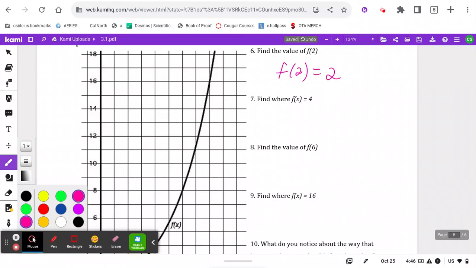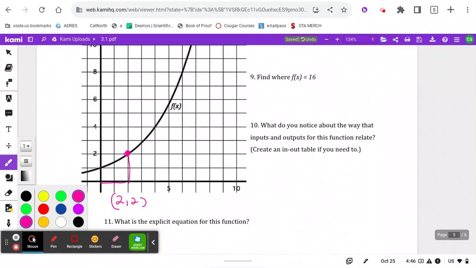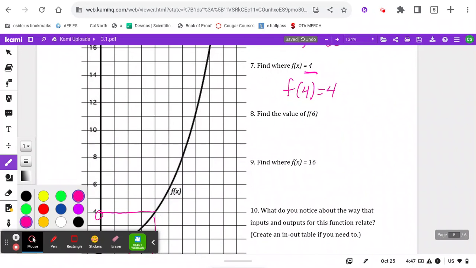Where is f of x equal to 4? When it gives me the output this time, I go up to the y-axis and look out across from the 4. So when the output is 4, what's my input? Also 4. Why would they have made this all the same numbers? That's going to be kind of annoying.